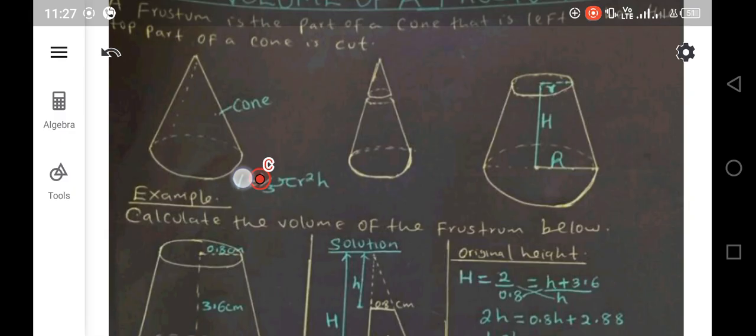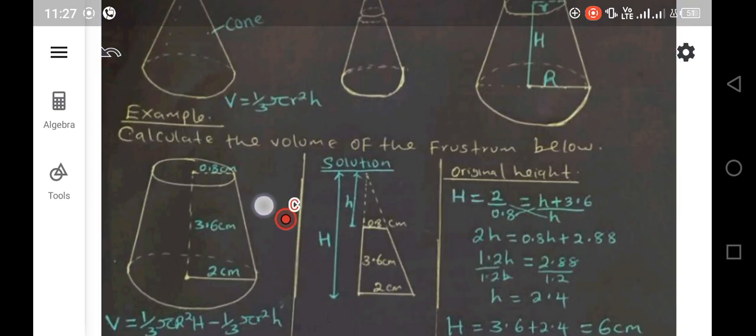Now, when we say a third pi r squared h, we mean that here we have the radius, and here the height. This third comes from how many cones can fit exactly into a cylinder. We find that there are three cones. So when you take one cone, it is a third of the cylinder, pi r squared h. Now, let's go down.